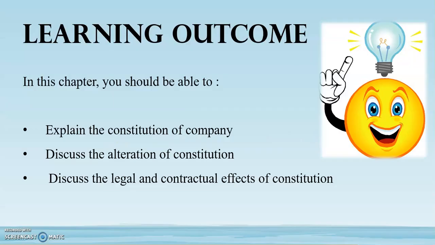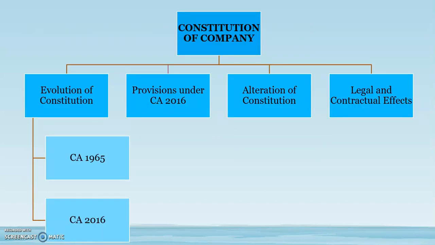Okay, for today, you are expected to know that after we finish this lecture, you should be able to explain the constitution of company, discuss alteration, as well as discuss the contractual effects of constitution. So this is what we're going to do. We're going to look into the evolution of the constitution from Companies Act 1965 to Companies Act 2016. And then we're going to look into the provisions under Companies Act 2016, alteration and legal contractual effects. Okay, but basically we're going to do this first before this.